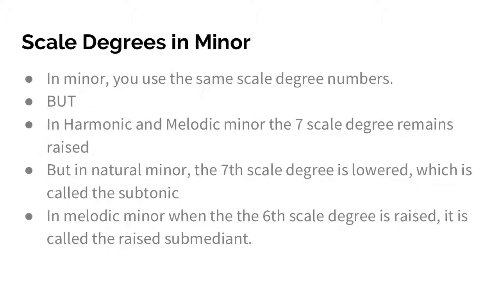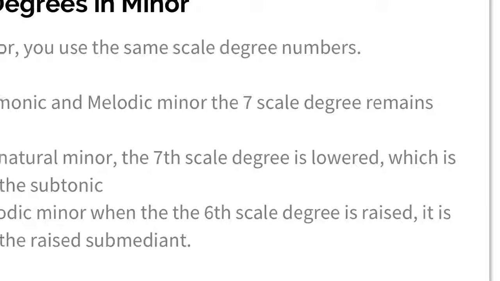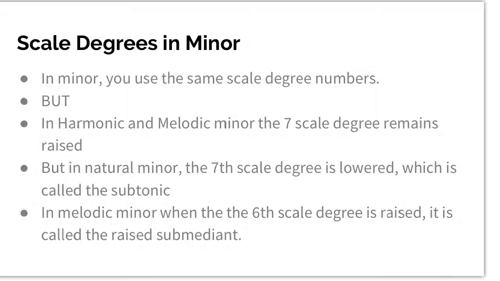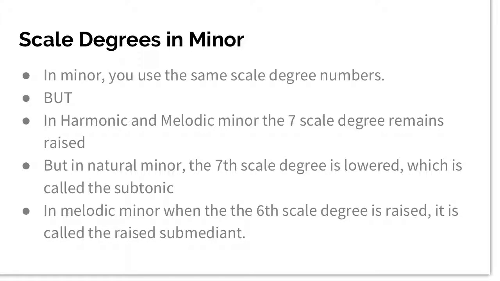In melodic minor, when the 6th scale degree is raised, it is called the raised submediant. So 1 is tonic, 2 is supertonic like it is in major, 3 is still called the mediant. Scale degree 4 is the subdominant. 5 is the dominant still. If you lower scale degree 6, it is called the submediant. And a raised scale degree 6 is the raised submediant.